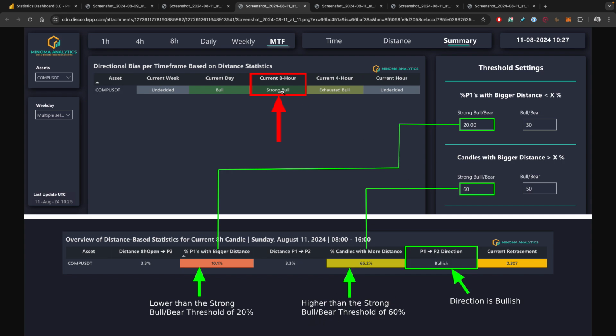And the reason it's strong bull instead of strong bear is because the P1 to P2 direction is bullish. So that's very simply when something is strong bull. You just decide for yourself what you consider a very good threshold. In this case, we use 60. I usually use a little bit more. But for hypothetical purposes, you say, well, we consider strong 60 and in this case 20. And if both of those are met, that's a strong bull signal, right?